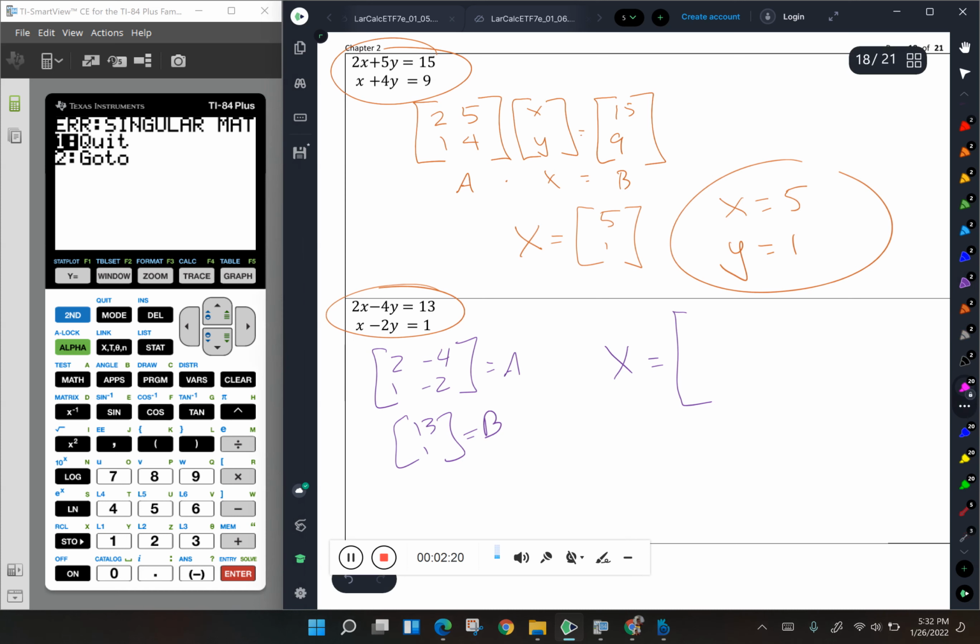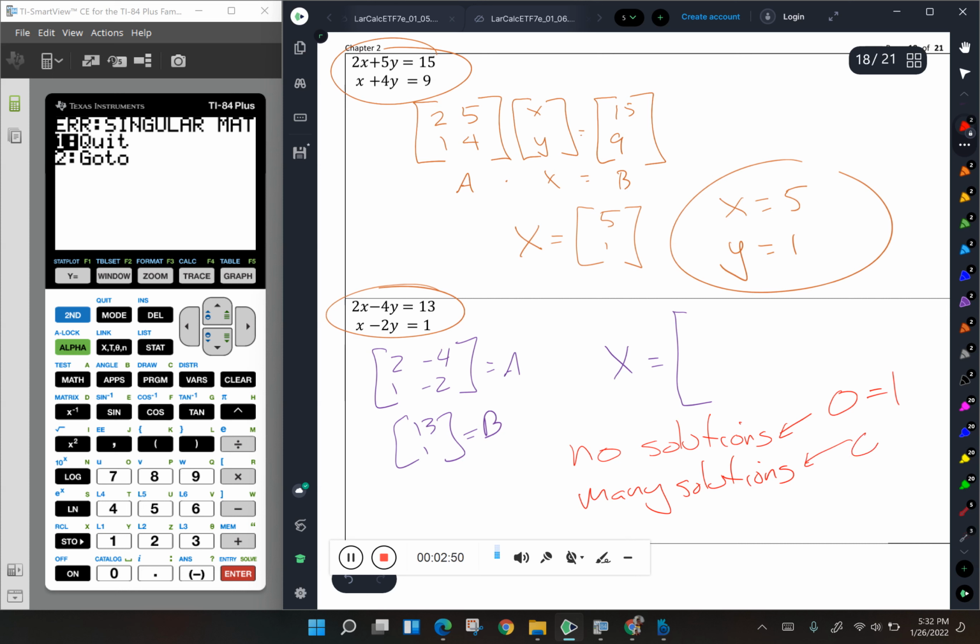Okay, so here's the downside to matrix algebra. When we were solving systems using the Gauss-Jordan or the by-hand technique, there were ways to tell from the math whether you had no solutions or whether you had many solutions. Remember, no solutions is when we saw something like 0 equals 1, and many solutions is when we saw something like 0 equals 0.